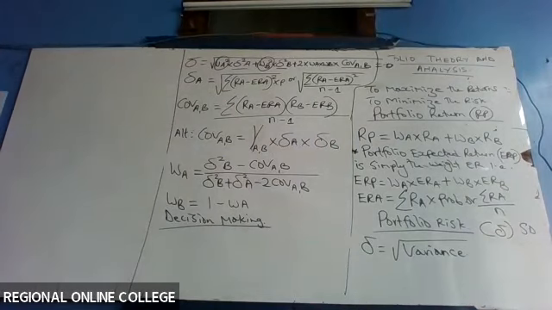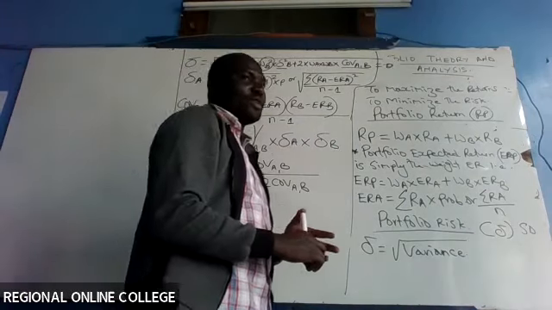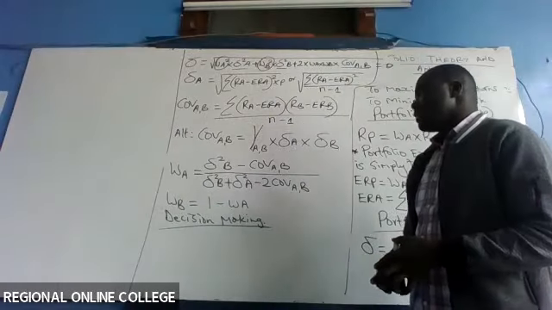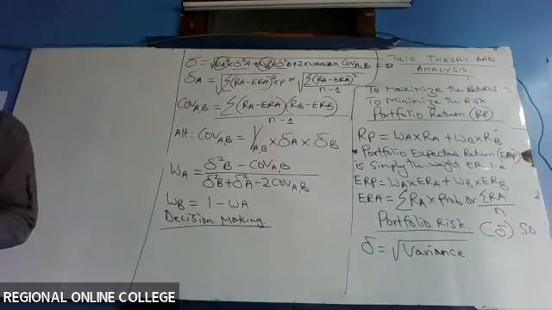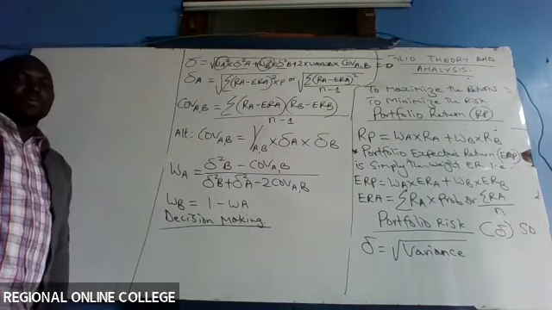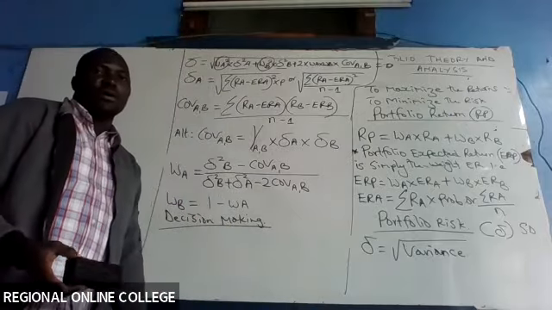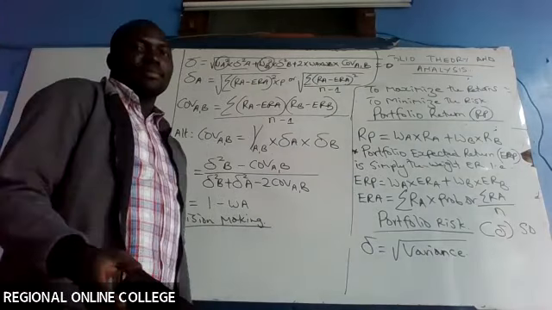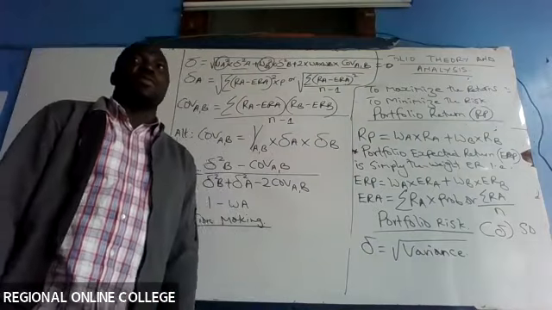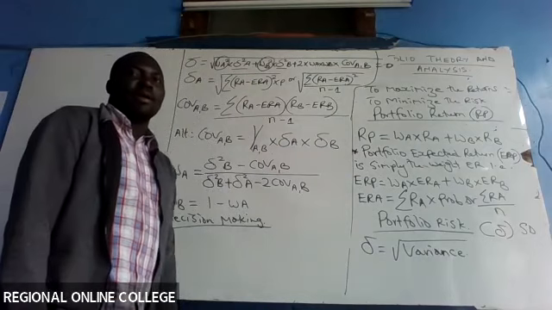Is it a good one or is it a bad one? Should we invest in this portfolio? Should we maintain or should we change the composition of this portfolio? So for decision making, we say this. We compare the expected return of the portfolio with the capital market line, CML.